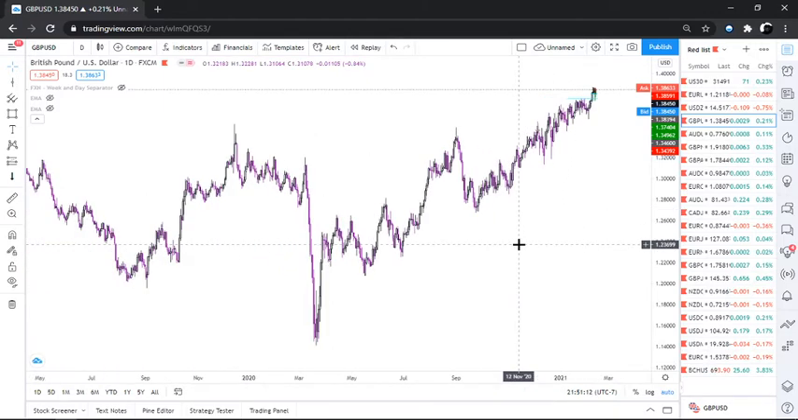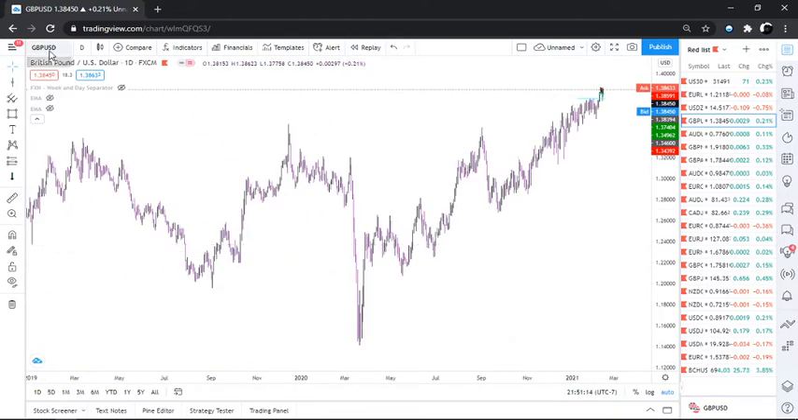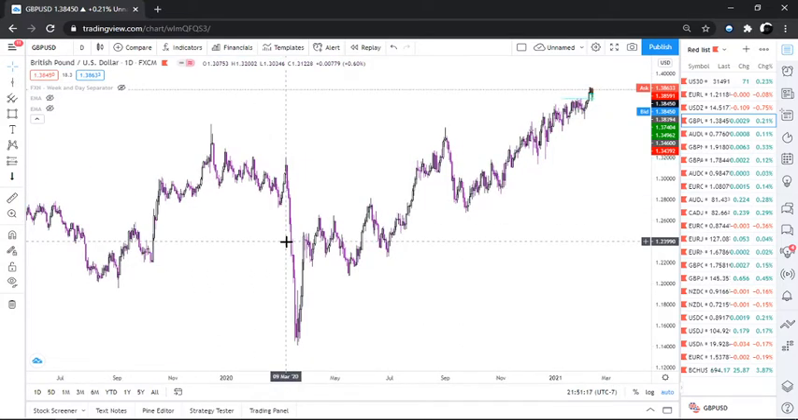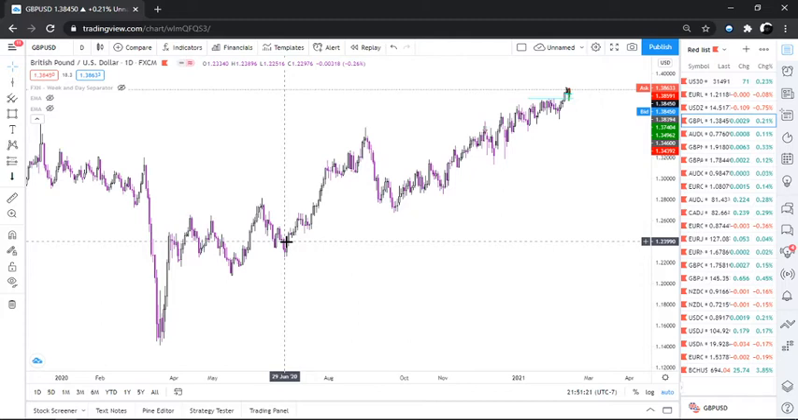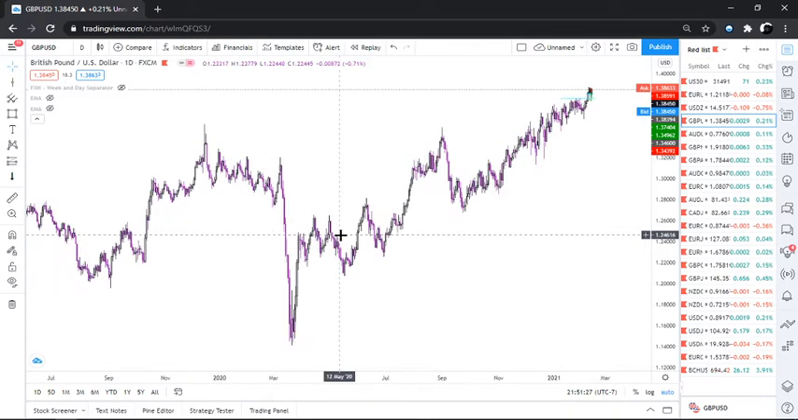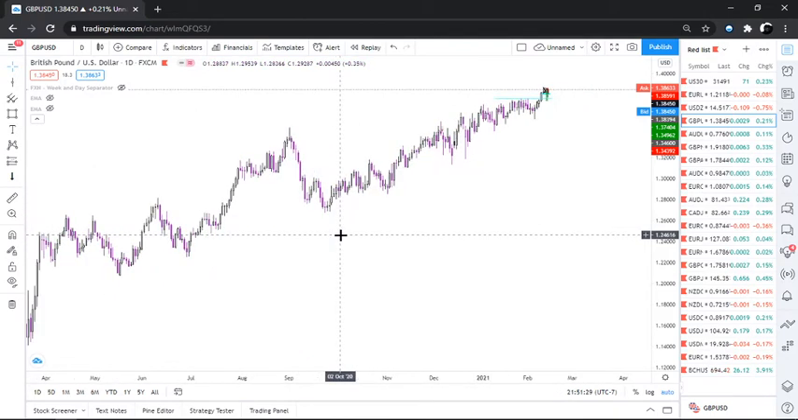All right, so I'm on the daily on GBP USD. These are currencies, these are not stocks. Currencies are honestly way easy to predict. You can go up and down. Anyway, let's identify some things here. Let's start with the range.